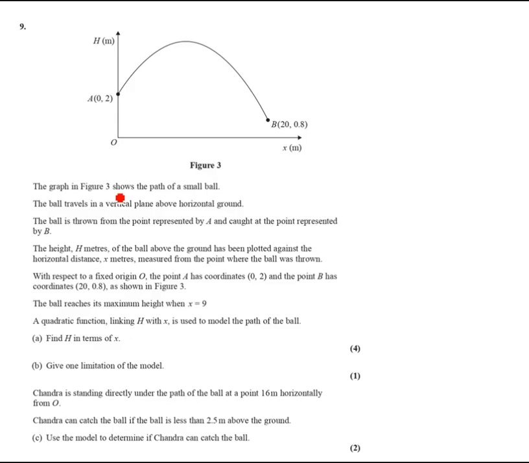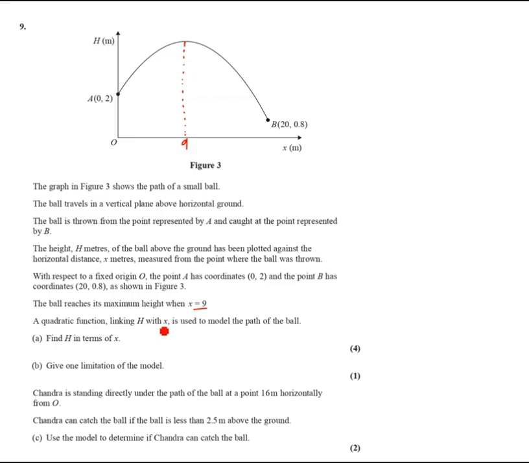Question 9. The graph in figure 3 shows the path of a small ball. The ball travels in a vertical plane above horizontal ground. The ball is thrown from the point represented by A and caught at the point represented by B. The height h in meters of the ball above the ground has been plotted against the horizontal distance x meters measured from the point where the ball was thrown. With respect to a fixed origin O, the point A has coordinates (0, 2) and the point B has coordinates (20, 0.8), as shown in figure 3. The ball reaches its maximum height when x is 9. So this is x equals 9, this one here.